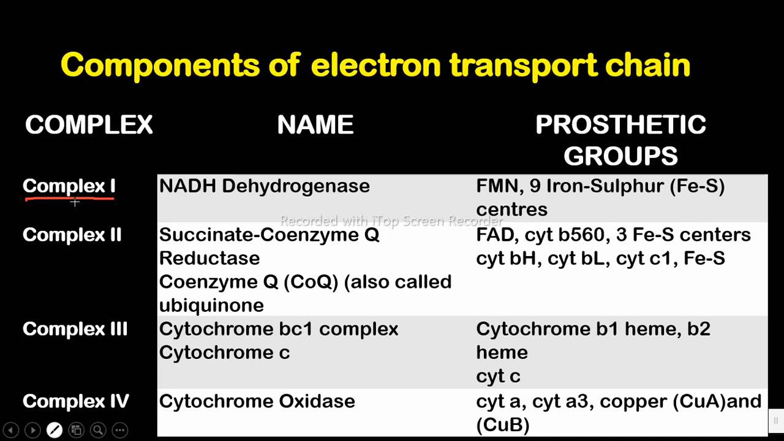So we have the very first complex, complex 1, and this complex 1 is called NAD dehydrogenase, or NADH dehydrogenase. The whole of it is a complex protein. Within this protein complex, you have the prosthetic groups, the non-protein components. In this case, we have flavin mononucleotide, which is a prosthetic group that is part of this protein complex.